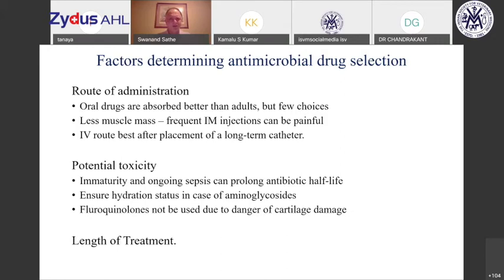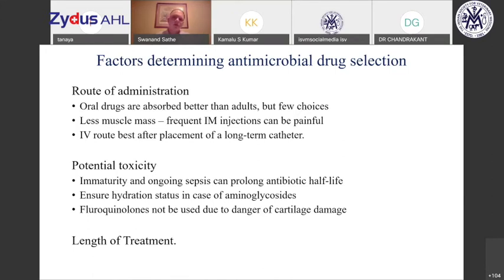Foals are also susceptible to potential toxicities. If you have a foal that is immature and has ongoing sepsis, this can lead to lowered metabolism of antibiotics, leading to a prolonged half-life and subsequent toxicity. Make sure that foals are not dehydrated, especially if you're administering aminoglycosides, because they can be nephrotoxic.